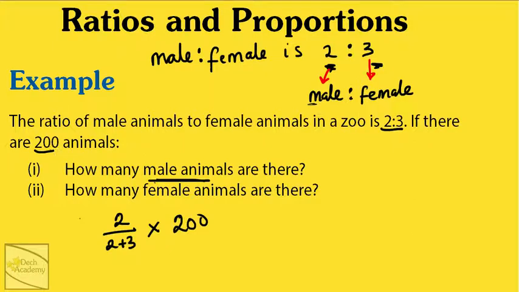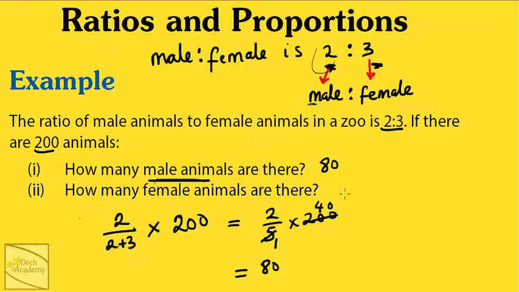So we have 200 animals being divided in a ratio 2 to 3. To determine the number of male animals, you do 2 divided by 2 plus 3 times 200, and that gives 2 divided by 5 times 200. Now 5 in 200, well 5 in 20 is 4, and then there's a 0. So 5 in 200 is 40. 2 times 40 is 80. So there are 80 male animals.